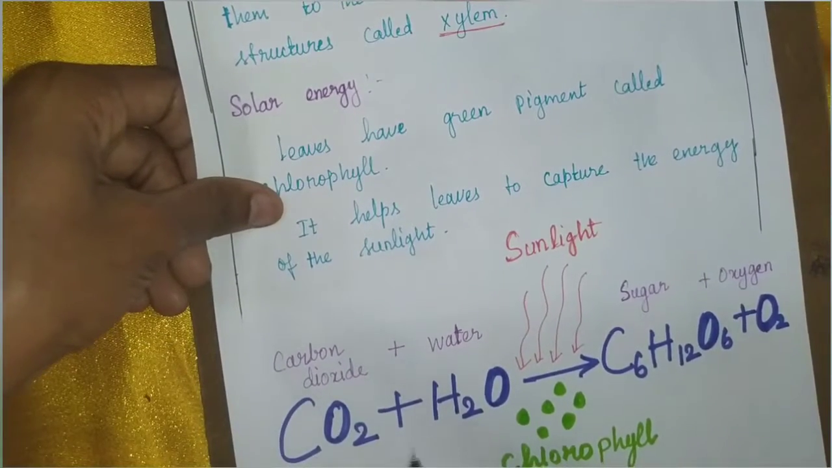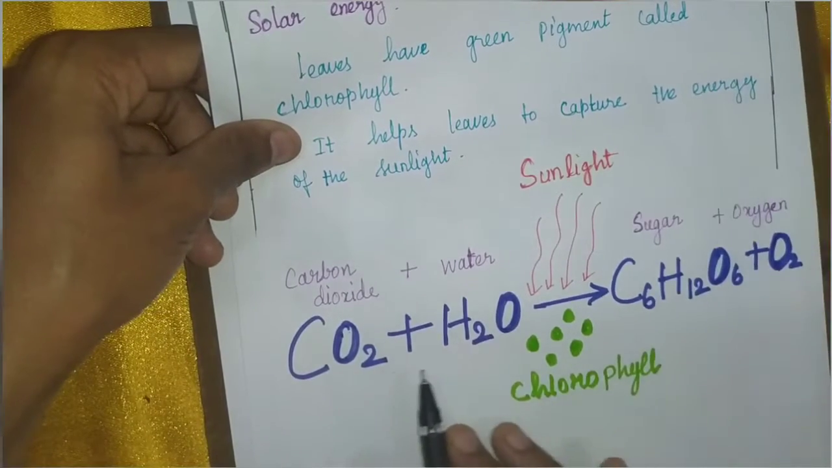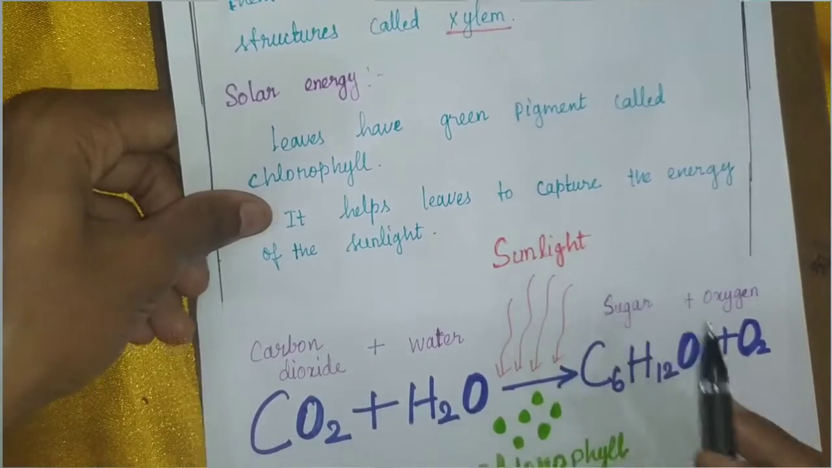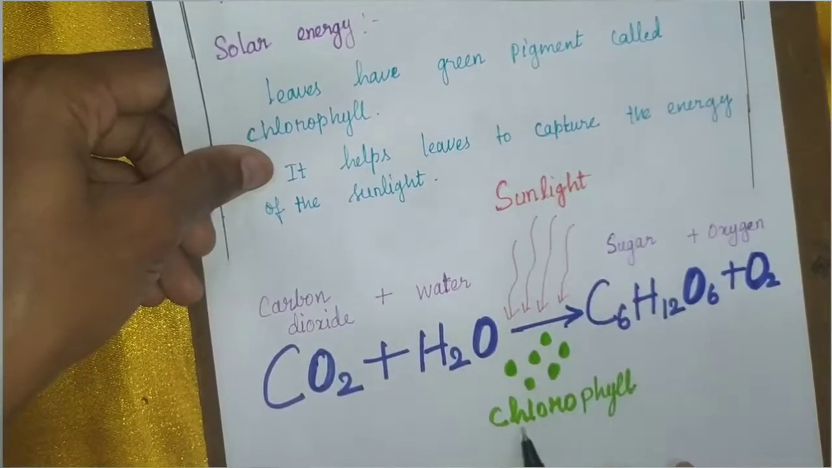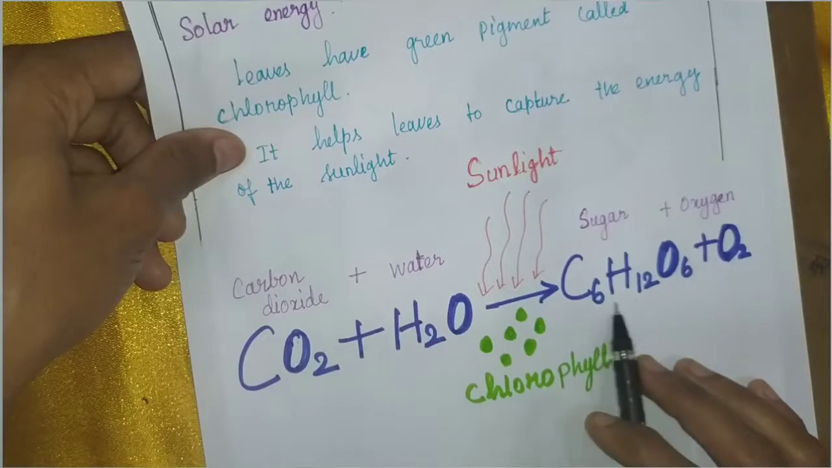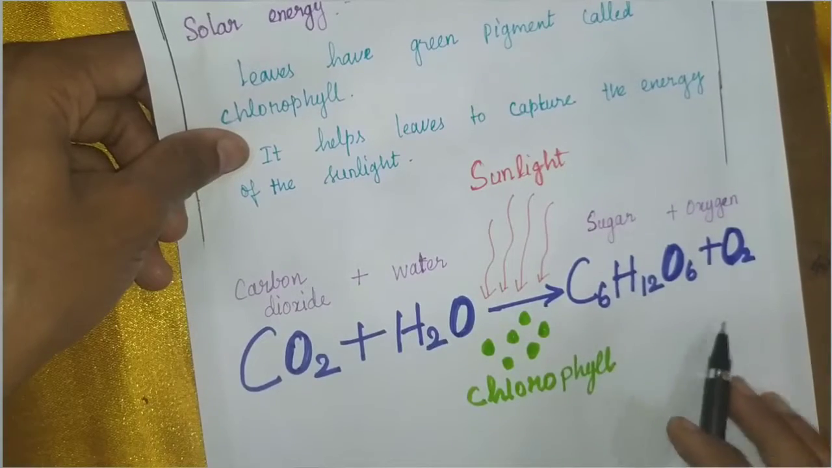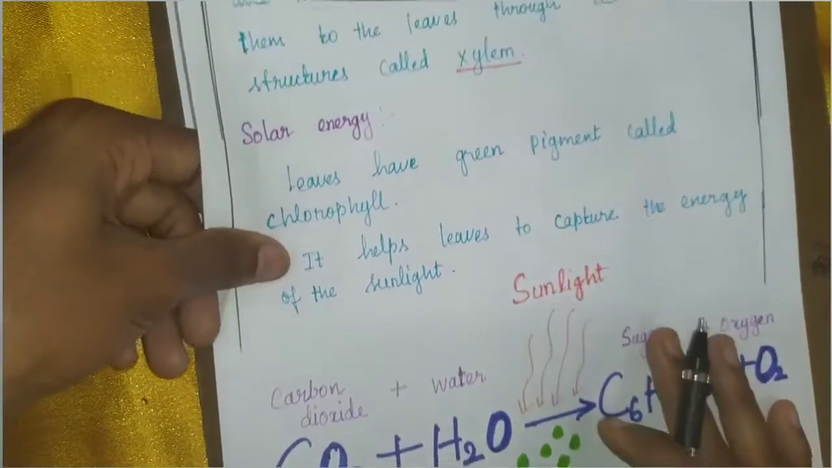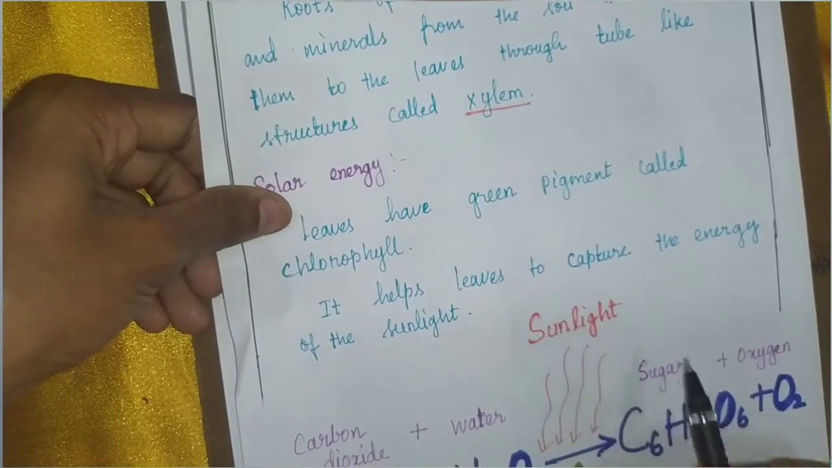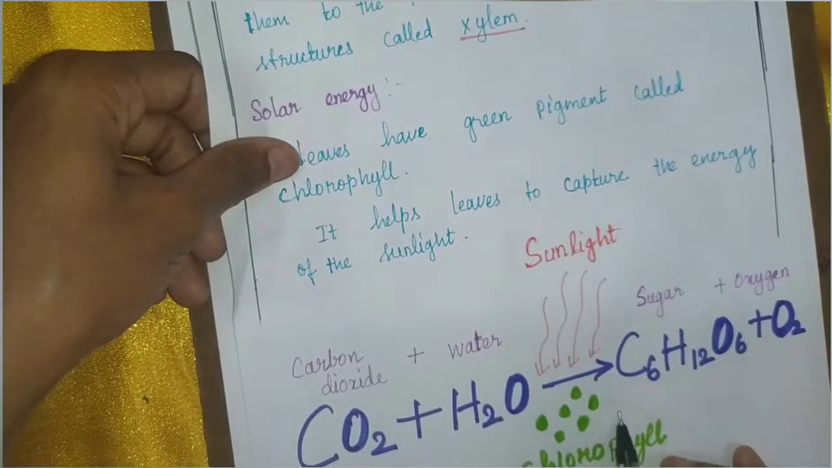So what are the materials needed for the photosynthesis process? Carbon dioxide and water are combined with the help of sunlight and chlorophyll, and carbohydrate is prepared. This is the food prepared by the plant, and oxygen is released. This is the photosynthesis process. Photosynthesis means, photo means light. With the help of light energy, plants prepare their food, so it is known as photosynthesis.